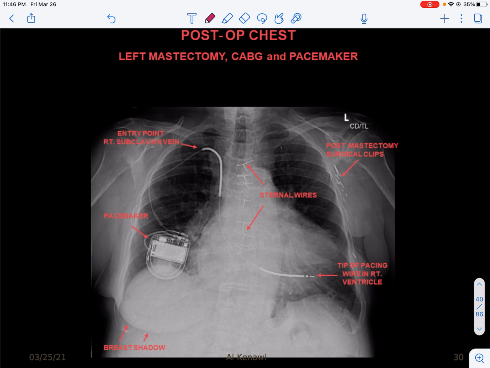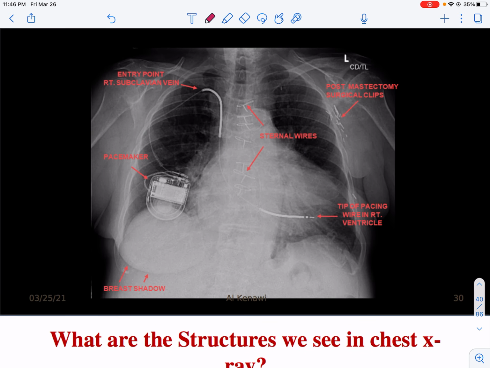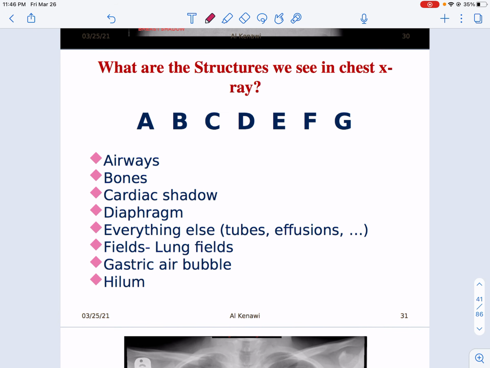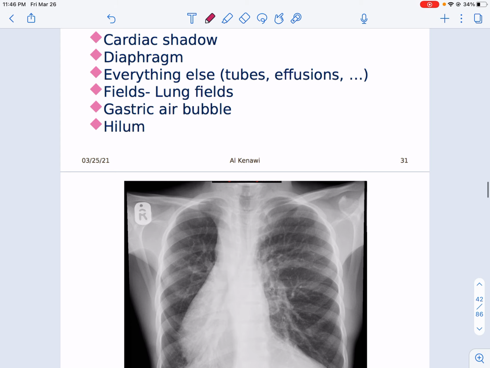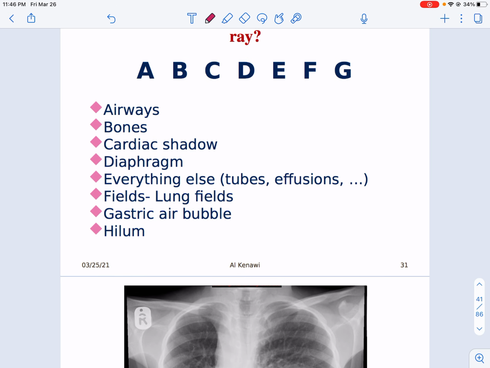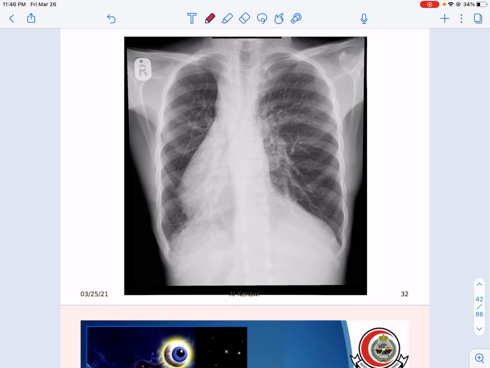Here another picture, it just appears the sternal wires and all of that. And here the doctor also mentioned the rules that we already said about it, A, B, C, D, E, F, G, and each one, what we are assessing from each, what each letter stands for and what we need to look for. By that we finished the first part.